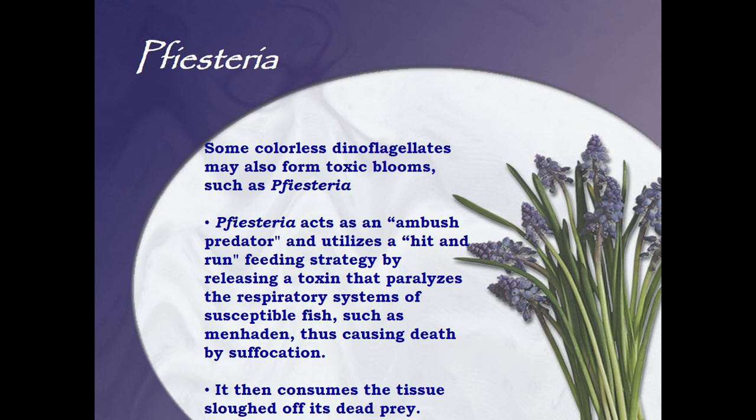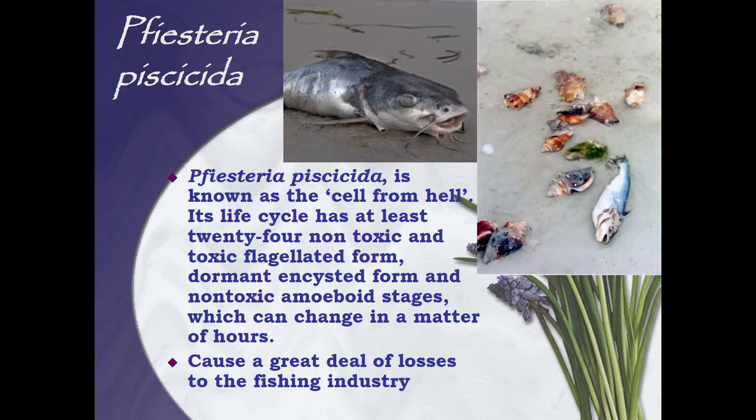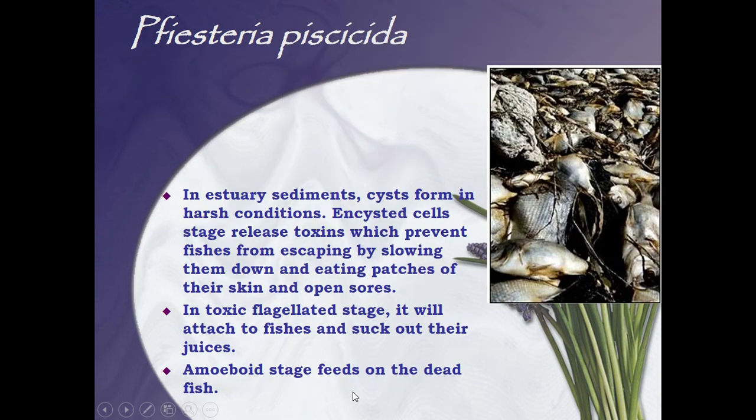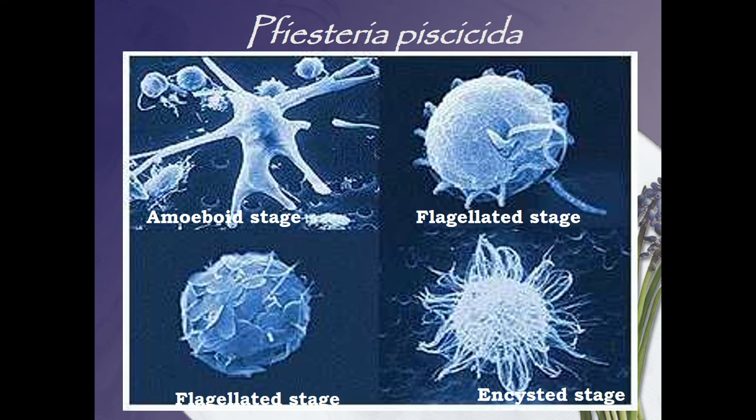And the most famous example of dinoflagellate is Pfisteria. So Pfisteria is a parasite that can cause the toxic bloom, in which this Pfisteria piscicida, also known as the cell from hell, can cause a great deal of losses in the fish industry, in which the toxic flagellate stage will attach to the fish and suck out their juices. Therefore, the amoeboid stage feeds on the dead fish. So this is the example of the structure.